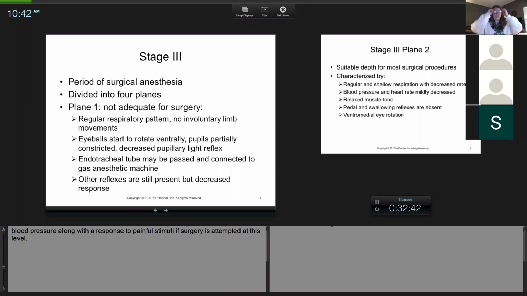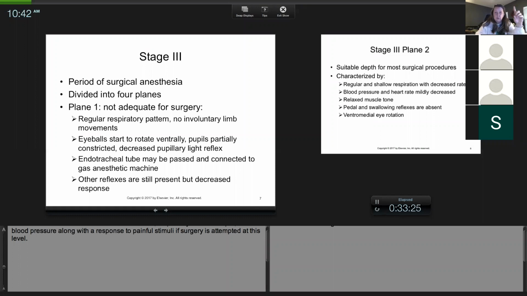So eyes rotate, and the pupils are going to be a little more constricted. So at this point, we're going to have a little bit of pupil constriction. I'm going to tell you, we're not really checking pupillary light reflex right now. A lot's going on. You're giving the drug. This is when you are going to intubate. If I ask you when you intubate a patient, it is in stage 3 plane 1. In stage 2, they still have a swallow reflex. They still have some jaw tone. You're not going to be able to open the mouth and pass a tube. Okay, they're going to be anesthetized. And this is when you hook them up.